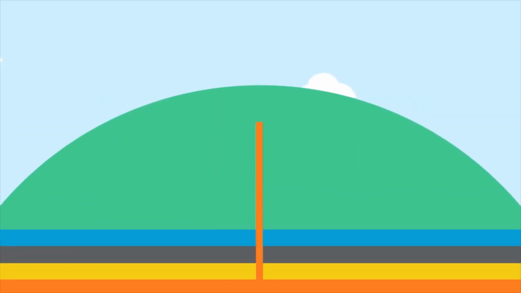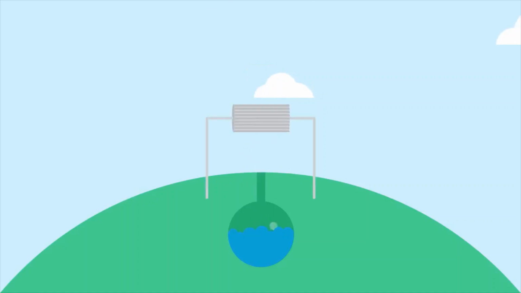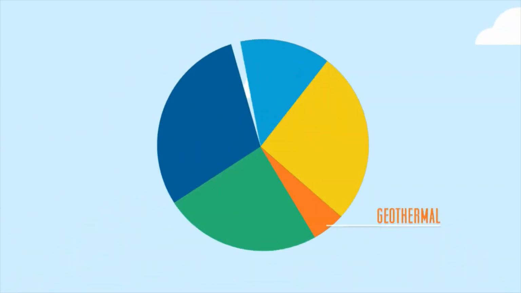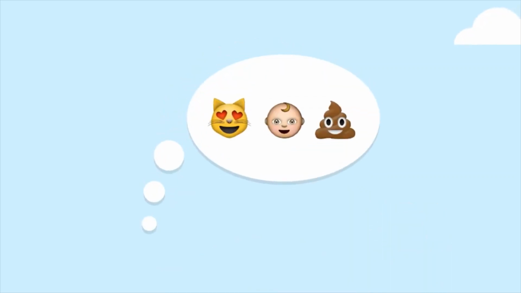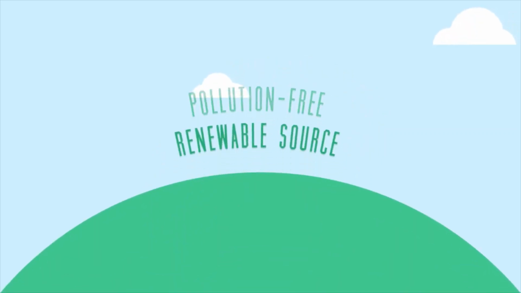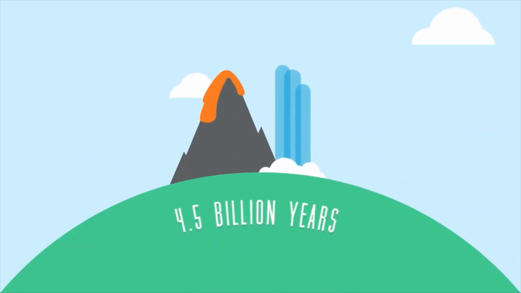Releasing a small amount of that heat in the right way can create electricity. A well drilled a couple of miles deep can capture the rising hot water and steam. That steam spins a turbine and a generator produces electricity. Geothermal is one of the least explored sources of renewable energy in the US, and most of us probably don't spend much time thinking about it. But since it's a pollution-free, renewable source of energy that's consistently reliable, at least it has been for the past 4.5 billion years, maybe we should.